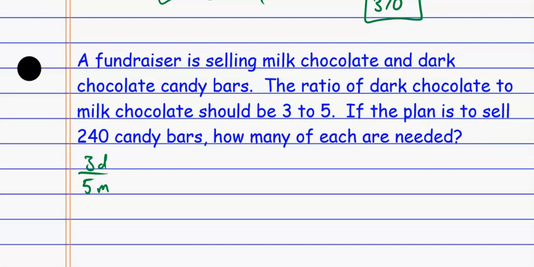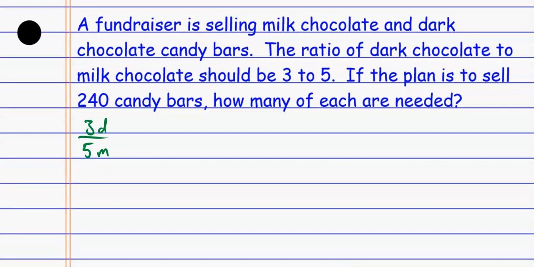But then if I wanted to know, if we plan on selling 240 candy bars, how many of each are needed? If you think back to your days in algebra, one of the things about setting up a proportion is making sure the units match. If I wanted this to be dark chocolate over milk chocolate, it has to equal dark chocolate over milk chocolate when I set up the second fraction. And when you look at that 240, that 240 is not dark chocolate or milk chocolate. That's the total.